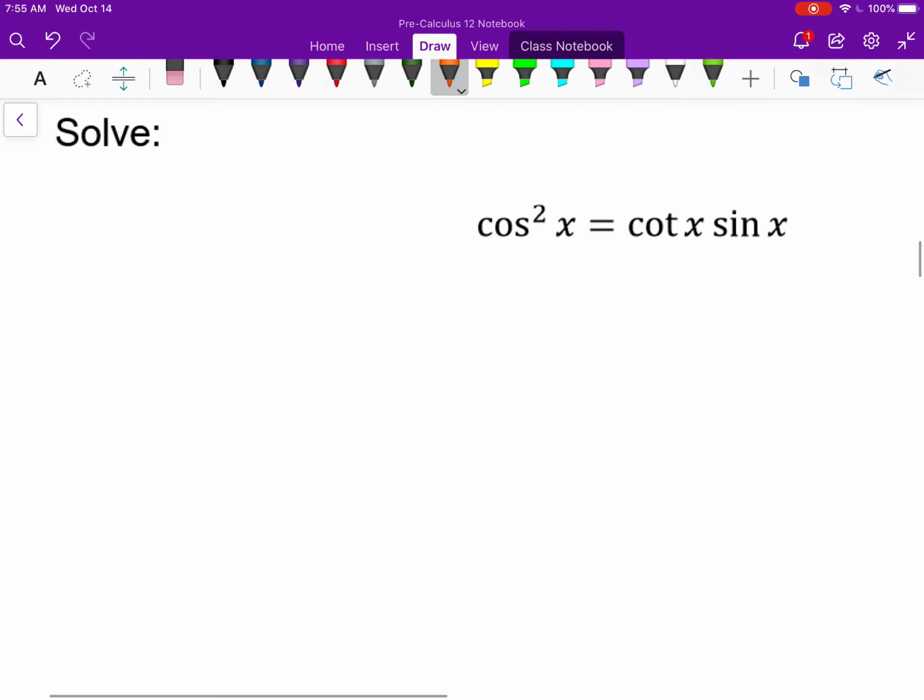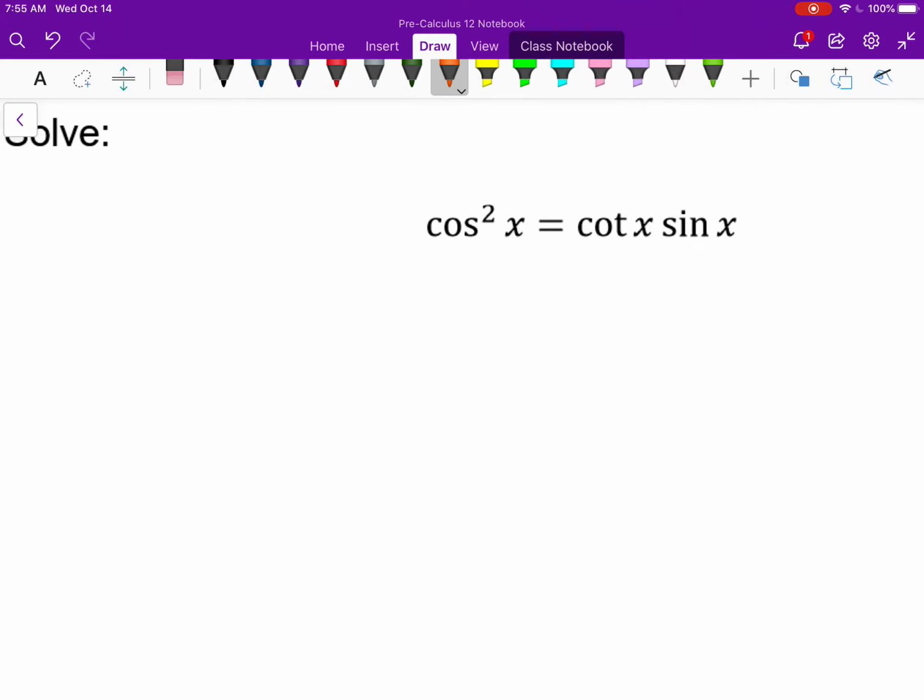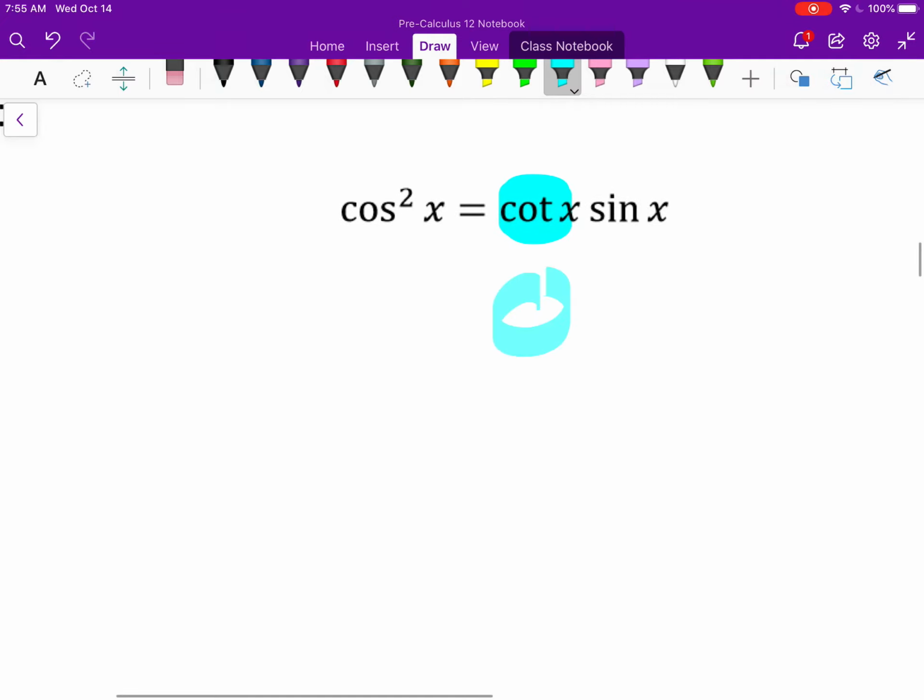Okay, let's look at this. Again, I want to solve this. I've got a lot of stuff going on. I have no restriction, so that means I want to find the general solution. But I'll get to that last. So first, cotangent. Let's rewrite cotangent in terms of sine and cos. Cotangent is the same as cos over sine, so cos x over sine x.